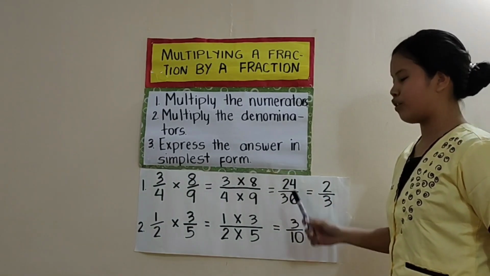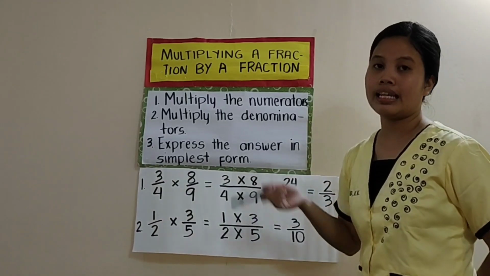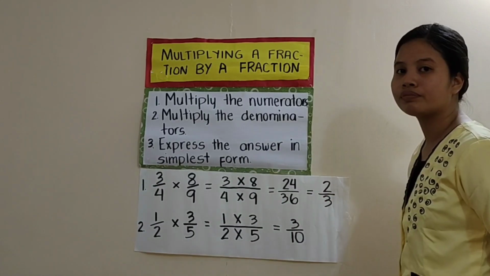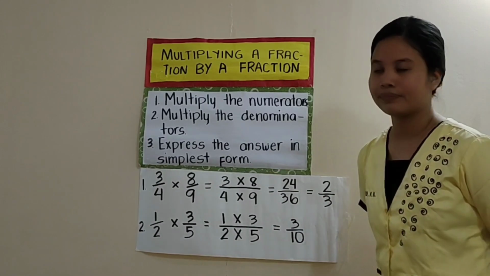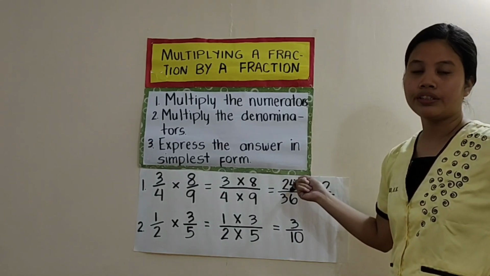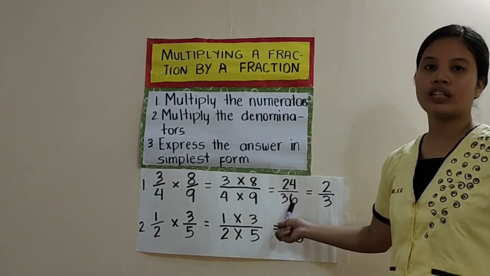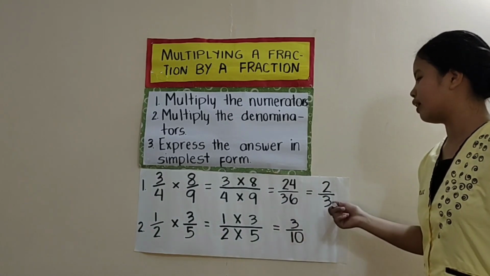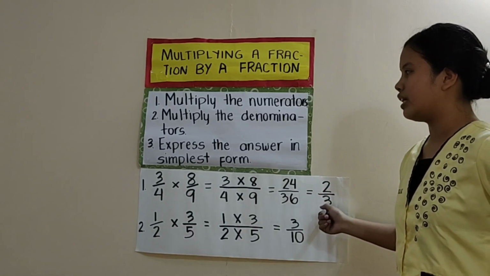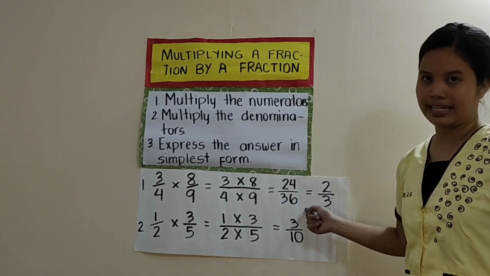24 over 36 can be expressed in simplest form. So we have to know their common factors. We have 12. So 24 divided by 12 is 2. And then 36 divided by 12 is 3. So 2/3 is our final answer. This is the simplest form of 24 over 36.